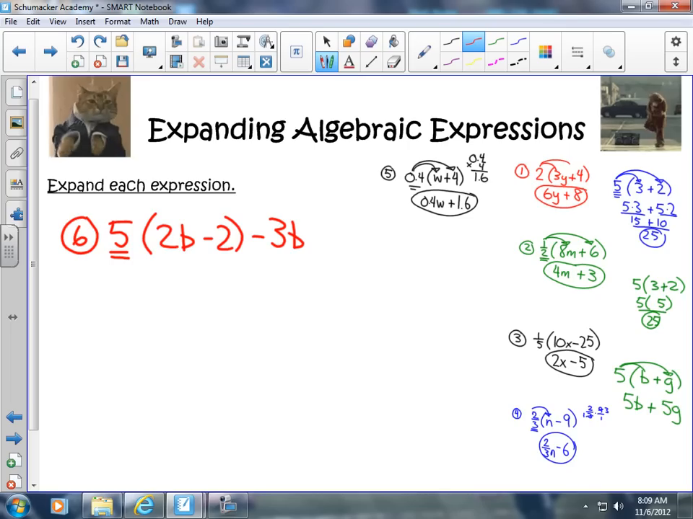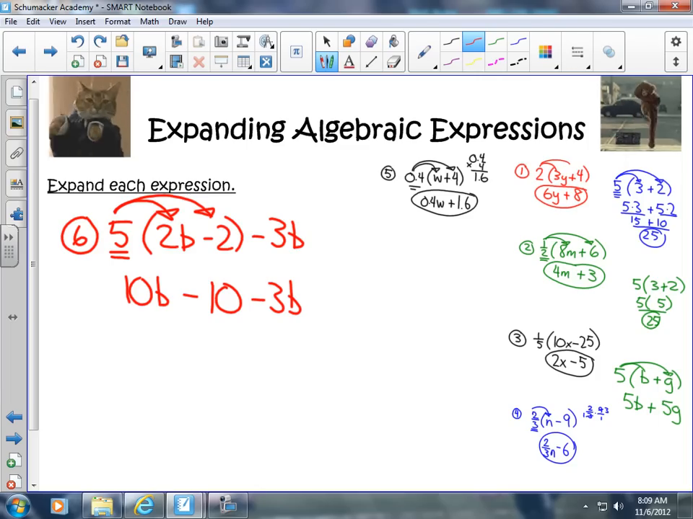So I'm going to do 5 times 2b, which is going to give me a total of 10b. And then I'm going to put my minus sign down, and 5 times 2 is 10. And then I'll bring down the minus 3b. Now, me personally, I like using a method called LCO, where I'm going to leave, change, opposite. Basically, I'm going to make this subtraction into addition and change the positive 10 into a negative 10.